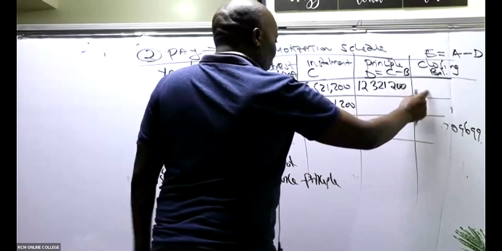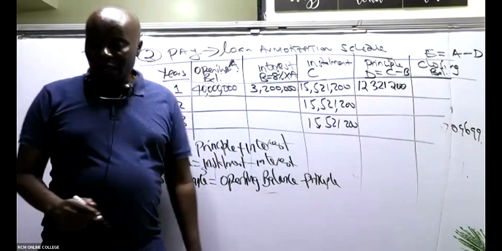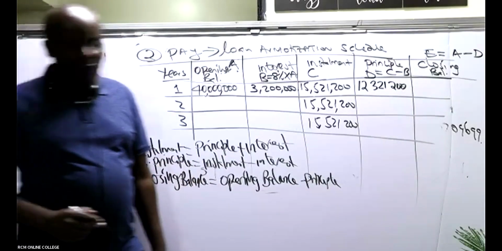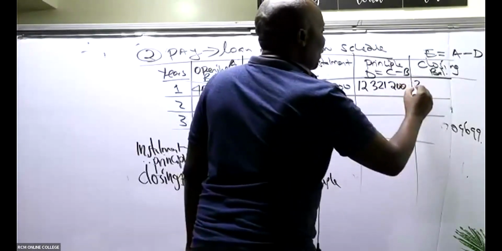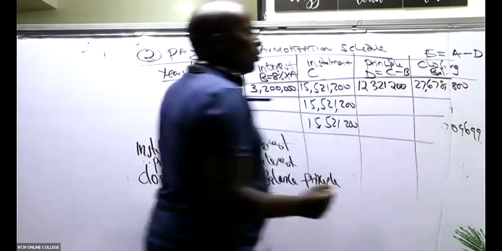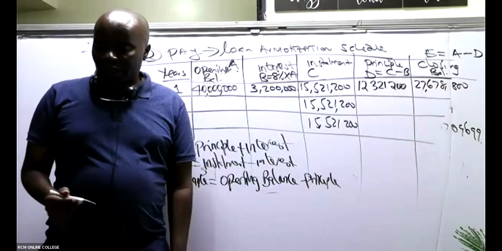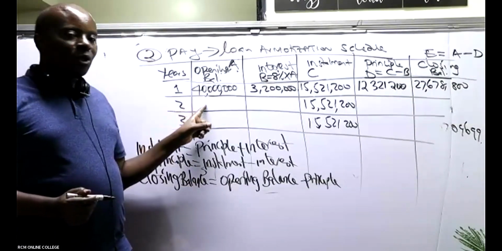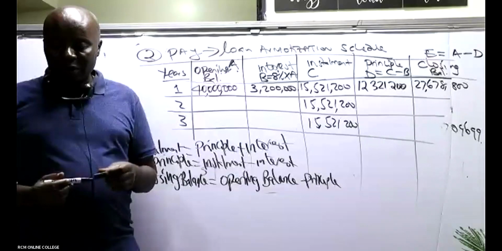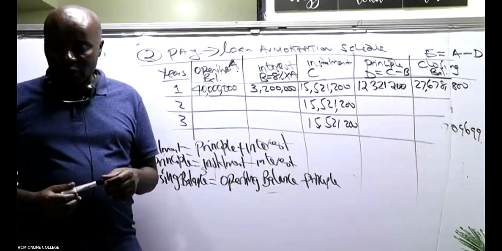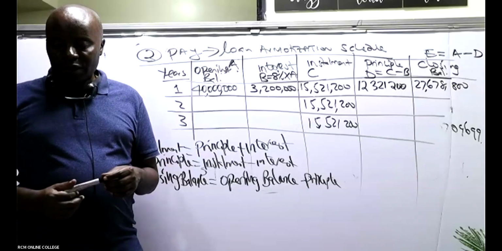Are you able to give me a figure here? 27,678,800. Thank you very much. Then what do you think about the opening balance of year number 2?